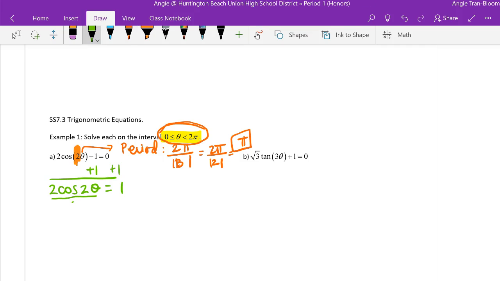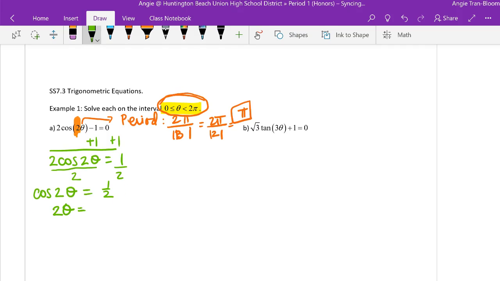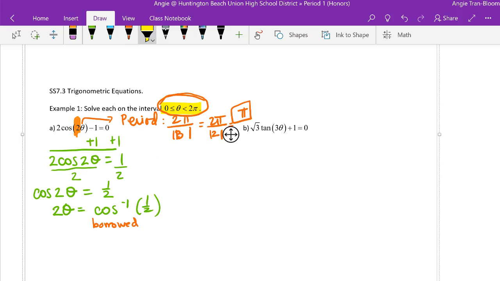Now I'm going to divide everything by 2. So cosine of 2 theta equals 1/2. Now I will compose both sides, so theta equals cosine inverse of 1/2. Even though we are using cosine inverse to solve, we're borrowing. I'm going to use the word borrow. We borrow cosine inverse to solve, but the original, let's go back to the original, is not an inverse function. Because it is not an inverse function, there's no restrictions, okay?